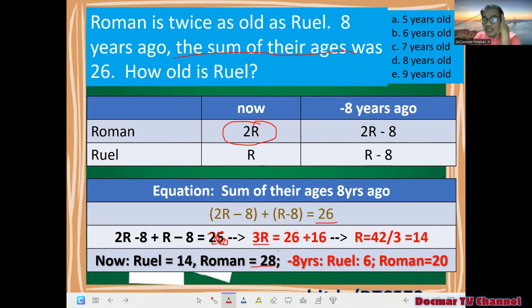Now, 8 years ago, Ruel is 6 and Roman is 20, because Ruel is 14 now, so of course it is subtracted by 8. Therefore, it becomes 6 years old, 8 years ago. What about Roman, 8 years ago? We subtract, of course, 2 times 14, 28 minus 8 is equal to 20. Okay, correct. So the age of Roman 8 years ago is 20.